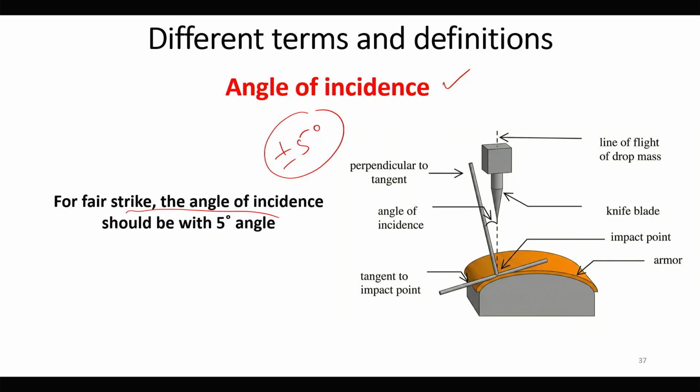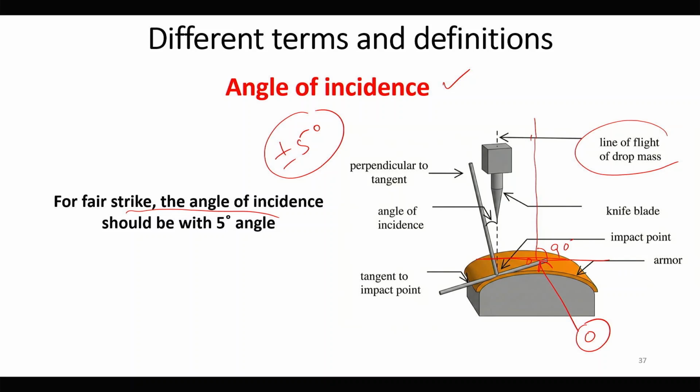Here is the line of flight of the drop mass. Now, if it strikes exactly at this point O, where the tangent is exactly horizontal, there we will get the angle of incidence exactly 90 degree.